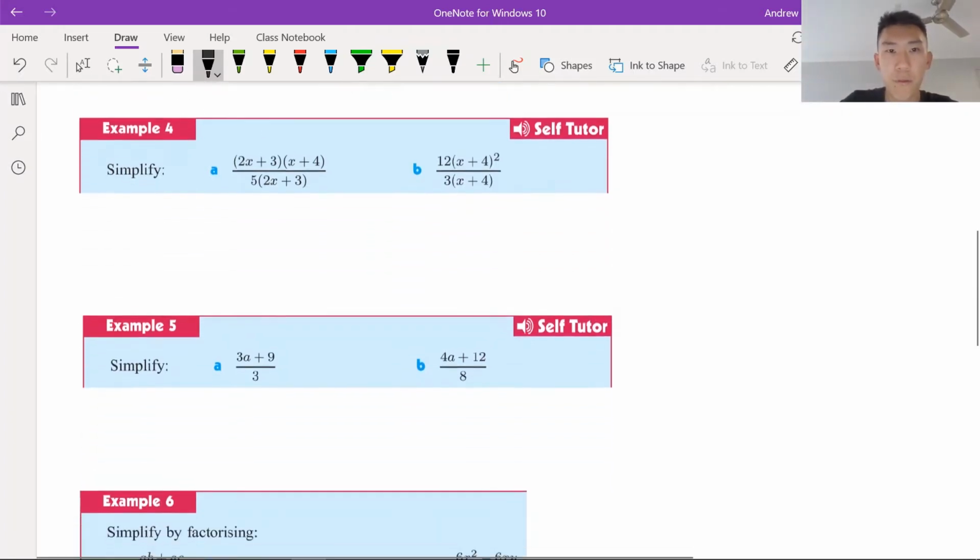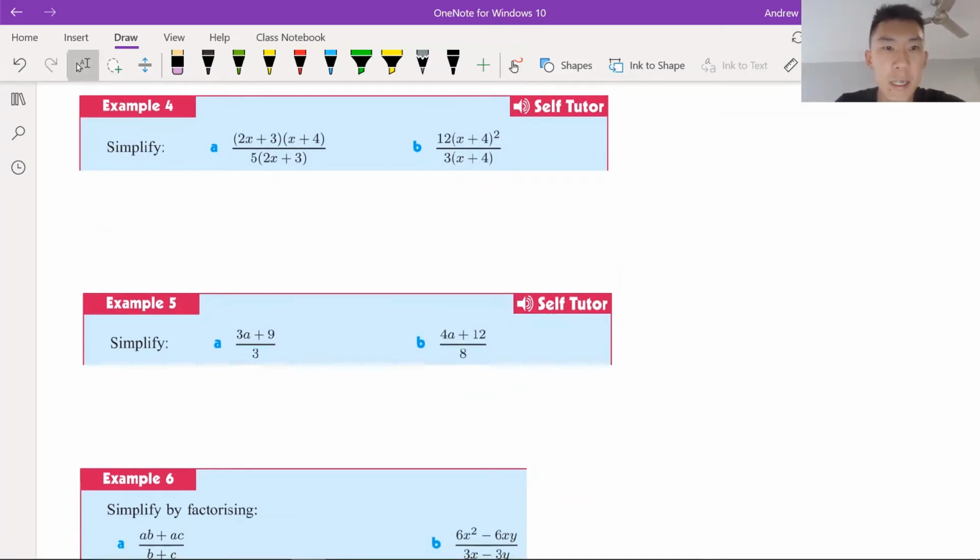All right, example 4. Simplify. Well, it's already factorized for you. So look for any factors you can cancel or simplify. So we are literally left with x plus 4 on 5. And let's leave it like that. I wouldn't bother splitting that up.